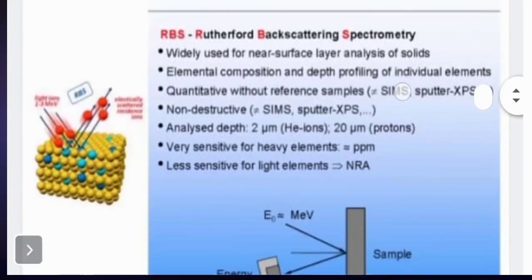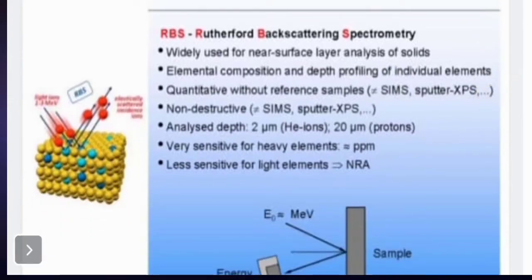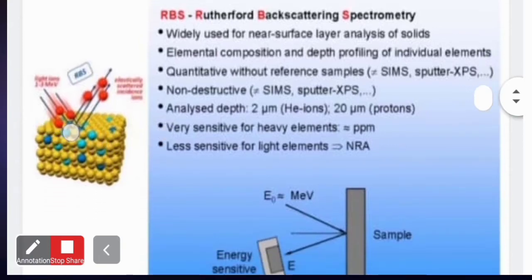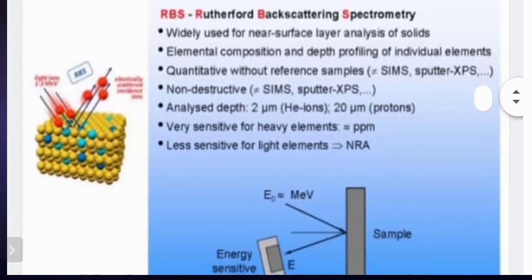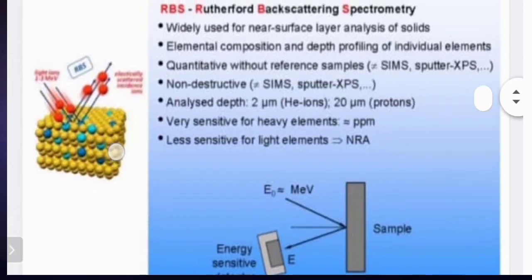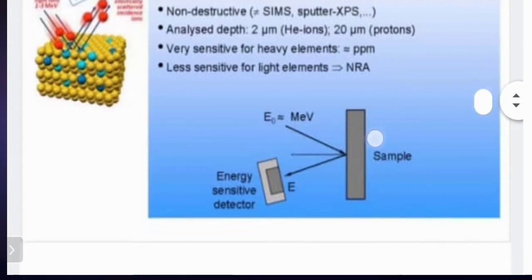So in the Rutherford backscattering technique, what are we involved with? Again the same solid sample. Again we are going to incident some radiation on the solid surface, and the ions or particles coming out from the solid sample after interaction. Which type of interaction takes place we will see in the principle. So the basic idea of surface characterization remains the same.